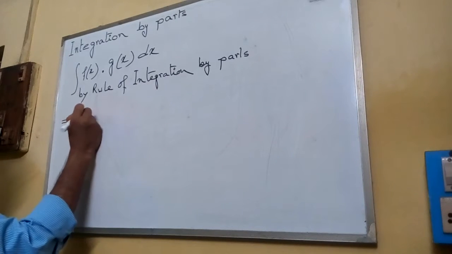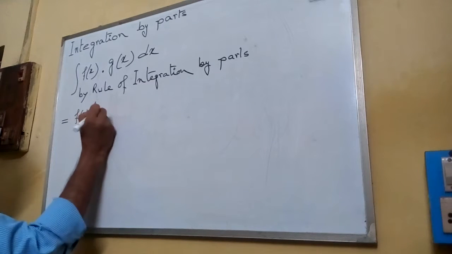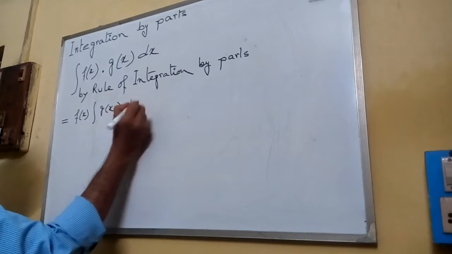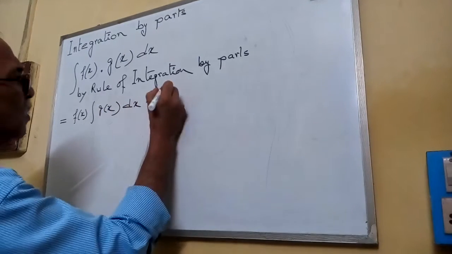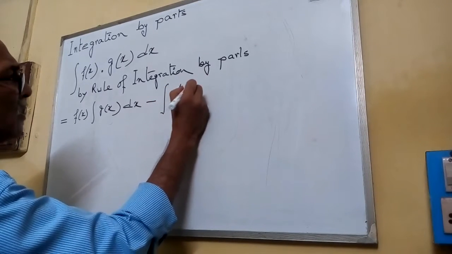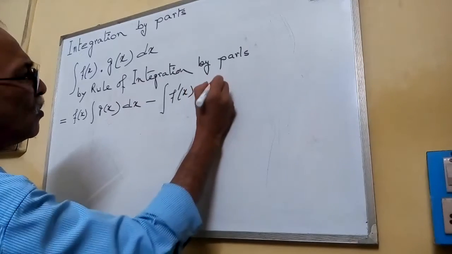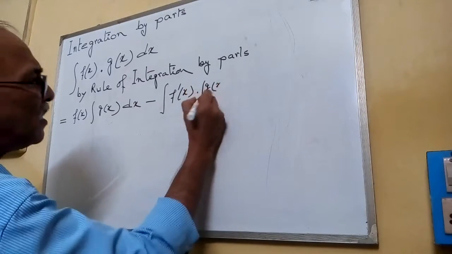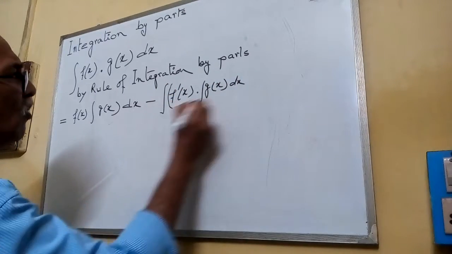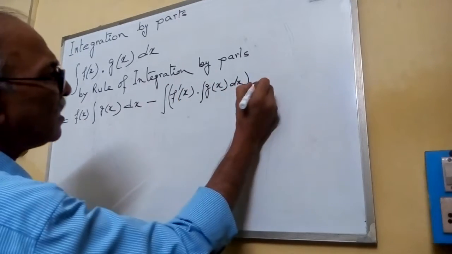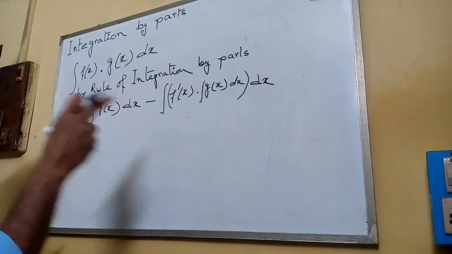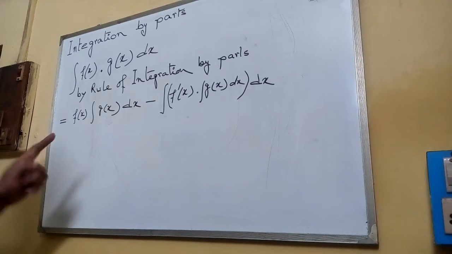f(x) into the integral of g(x) dx, minus, within the integral, it is f dash x into the integral of g(x) dx. The whole thing is within this integral. That's why we are putting another integral. This is called the rule of integration by parts.